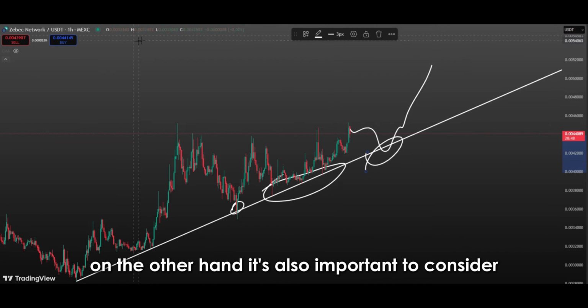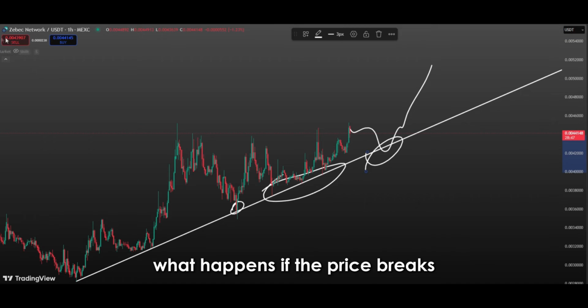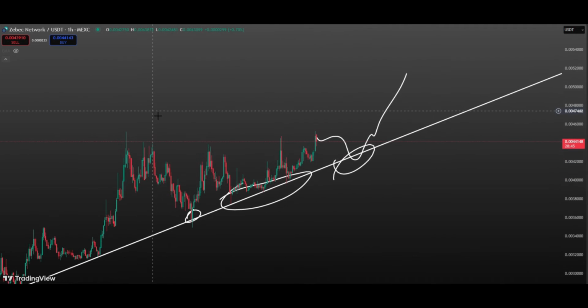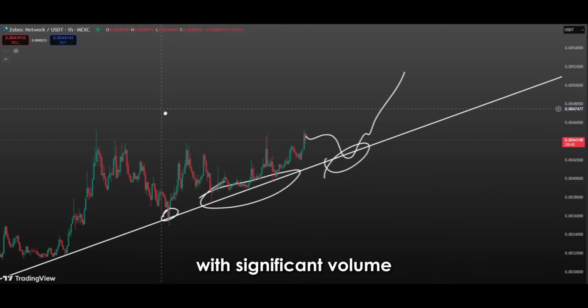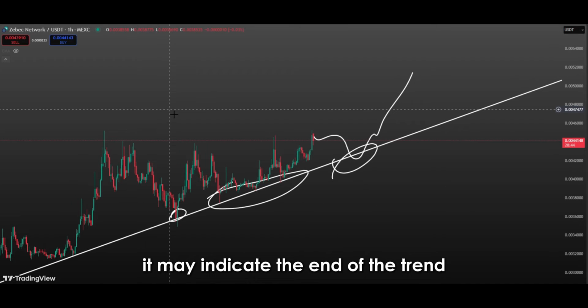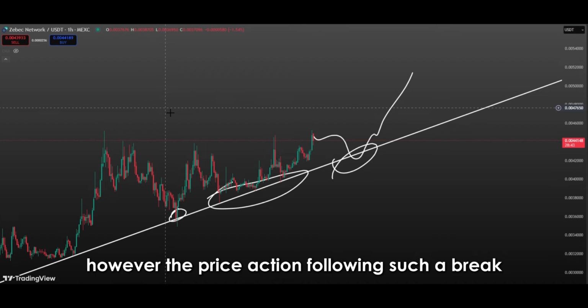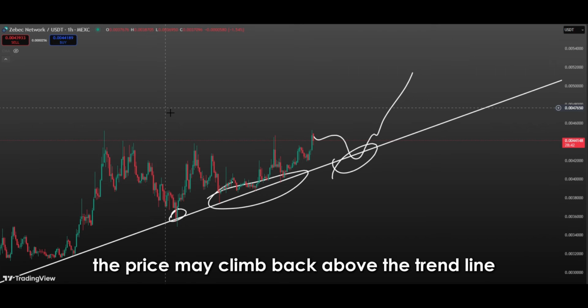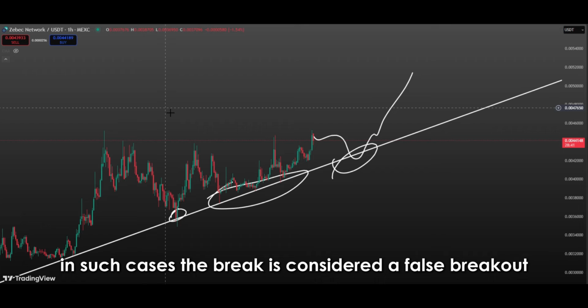On the other hand, it's also important to consider what happens if the price breaks this uptrend. Technical analysis must account for all scenarios. If the price breaks below the trend line with significant volume, it may indicate the end of the trend. However, the price action following such a break should be monitored closely. Sometimes, after a break, the price may climb back above the trend line. In such cases, the break is considered a false breakout.